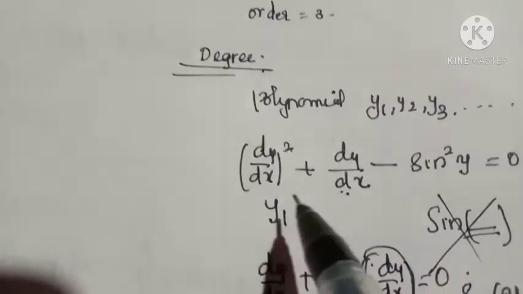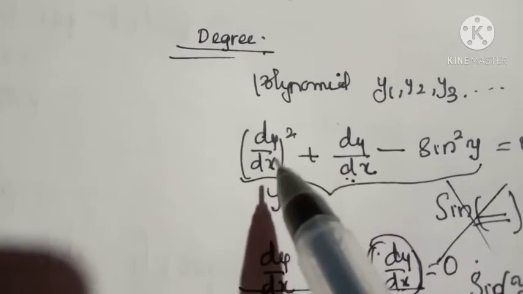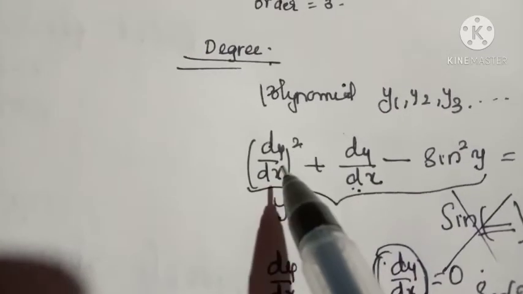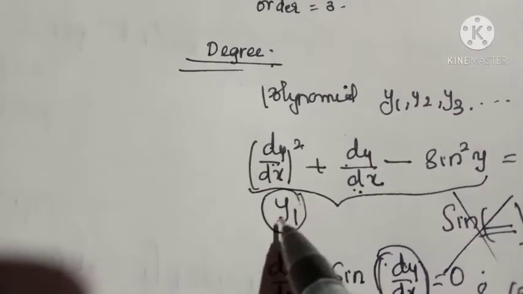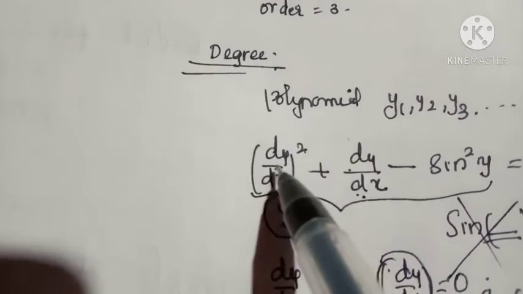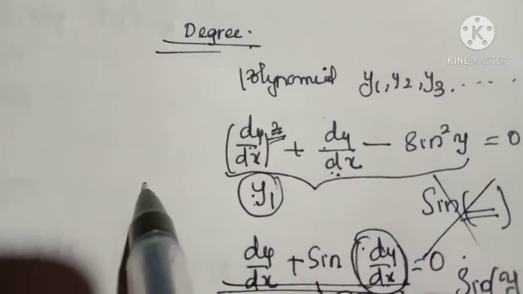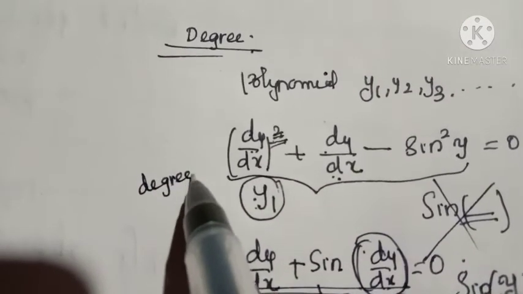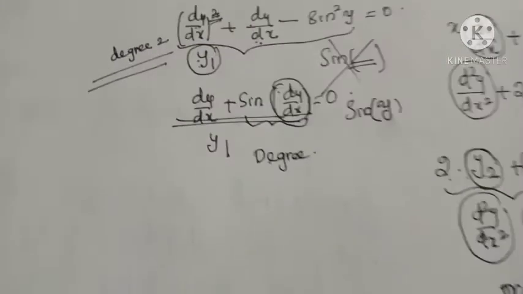Consider the same differential equation. Here, what is the degree? It is in y1, the first derivative form, and the highest power of this first derivative is 2, and therefore the degree is equal to 2.